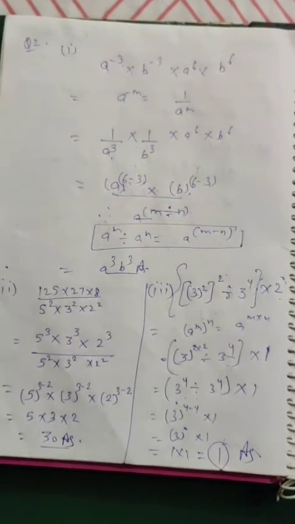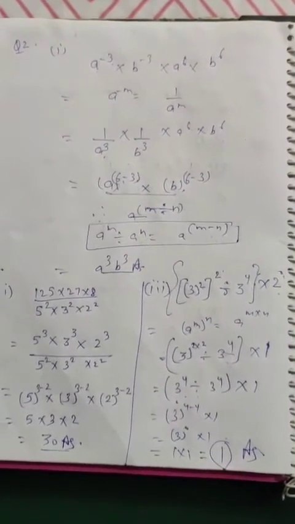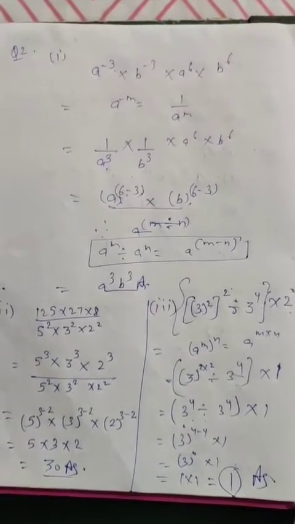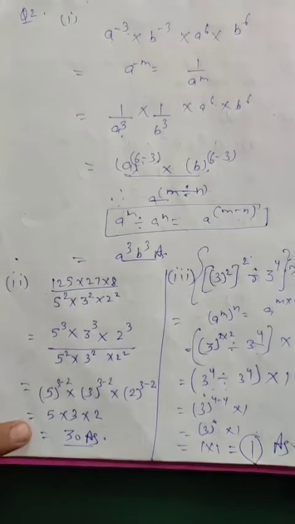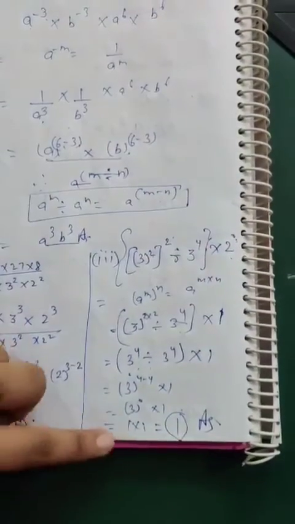In the first question we have discussed all the laws, and in the second question we have the three parts. The answer of the first part is a cube b cube. The answer of the second part is 30, and the answer of the third part is 1.